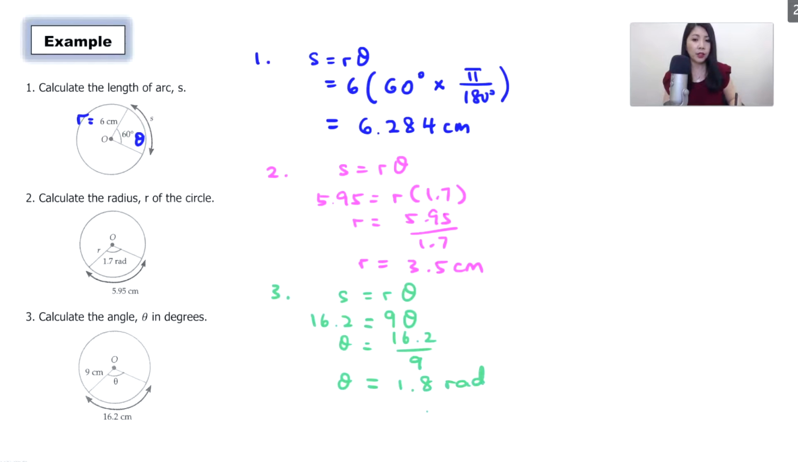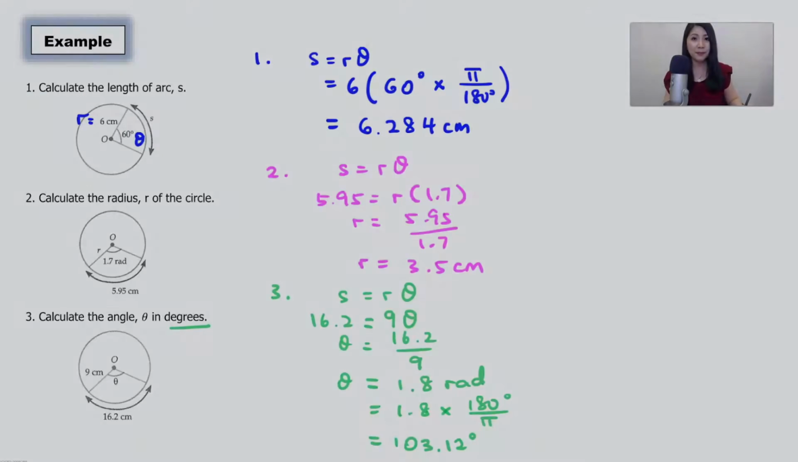But the question is asking, give your answer in degrees, which means I'm going to convert this into degrees. So 1.8 times 180 degrees over pi. I'm going to use the calculator: 1.8 times 180 divided by 3.142. So I'll get 103.12 degrees. That's the answer for question number 3.